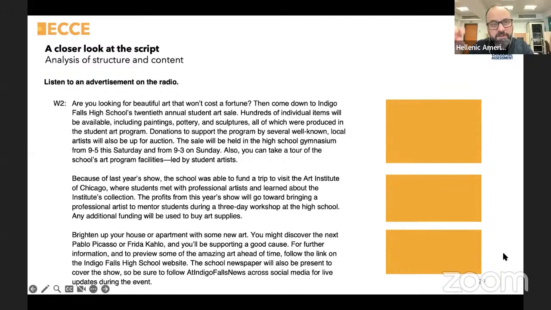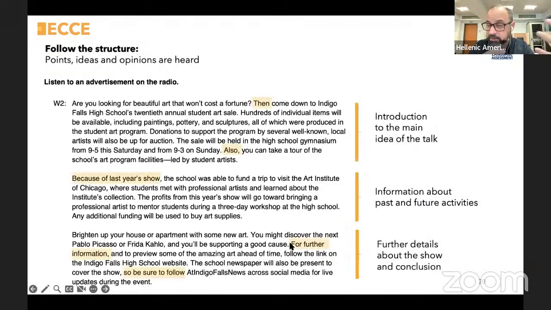So we look at the script. This is the script of the advertisement on the radio we've talked about, and we get three paragraphs. Of course, a listener cannot see the paragraphs, but they can understand when there are certain pauses in the delivery. And this particular script is properly ordered. There will be an introduction to the main idea of the talk at the very beginning, where the speaker will try to make sure that the listeners understand what this talk is about.